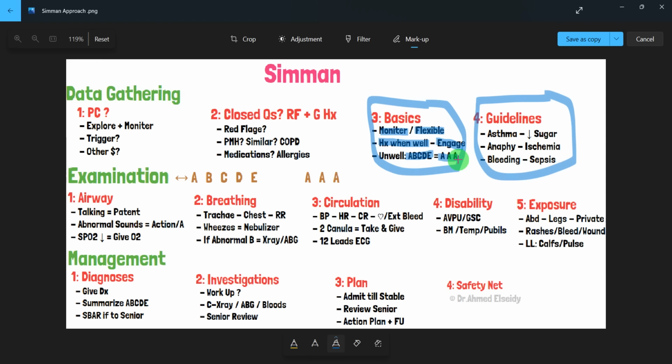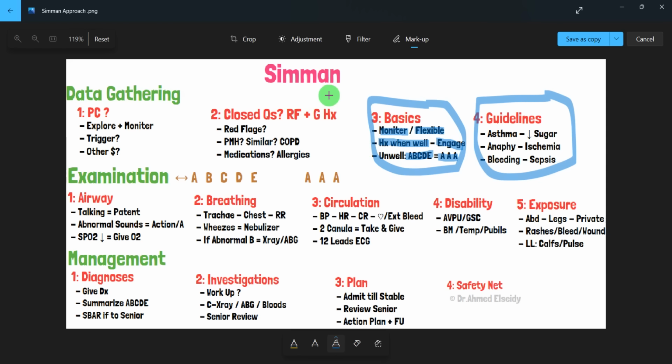Okay, so these are the basics. Monitor is your friend. You should be flexible. You will be taking history when the patient is well, but if he is not well, you will go for assessment A, B, C, D, E. With your assessment, you should know the style. I assess something. If I find it abnormal, I will do an action, second A. If I do an action, I will need to do the third A, which is assessment again, to make sure my action is working. If you know these basic facts, you will be totally fine with any station.